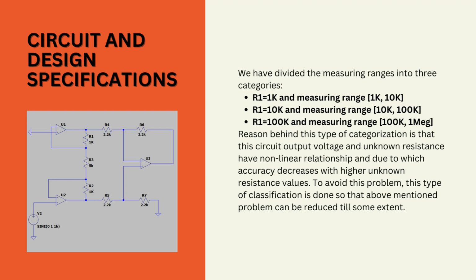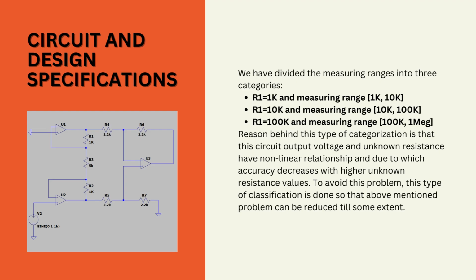we have modified the circuit slightly. We have classified the measuring ranges into three categories. One measuring range is from 1 kilo ohm to 10 kilo ohm with R1 as 1 kilo ohm. Another is from 10 kilo ohm to 100 kilo ohm with R1 as 10 kilo ohm, and the last is from 100 kilo ohm to 1 mega ohm with R1 as 100 kilo ohm. The circuit can only measure loads with resistance from 1 kilo ohm to 1 mega ohm. That is the only constraint we are keeping.